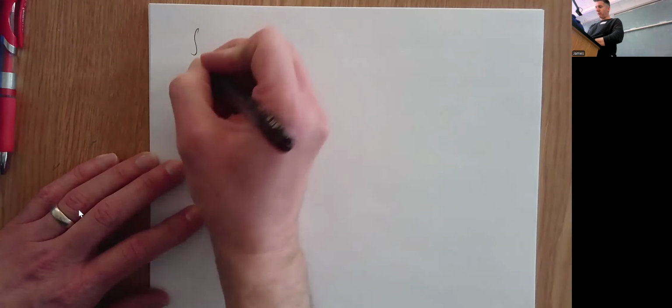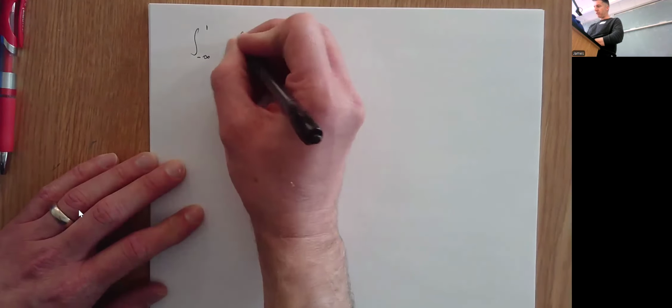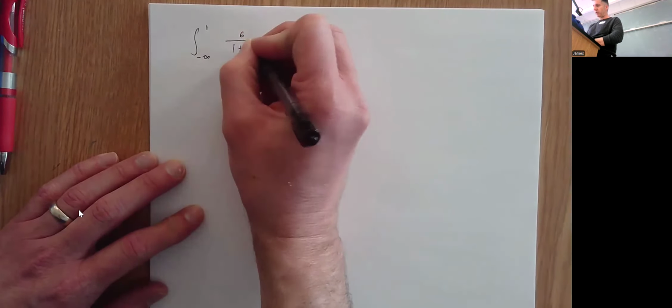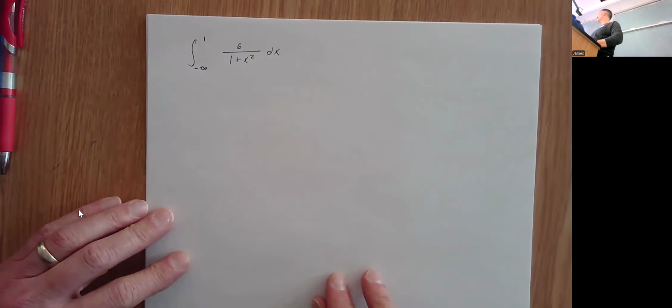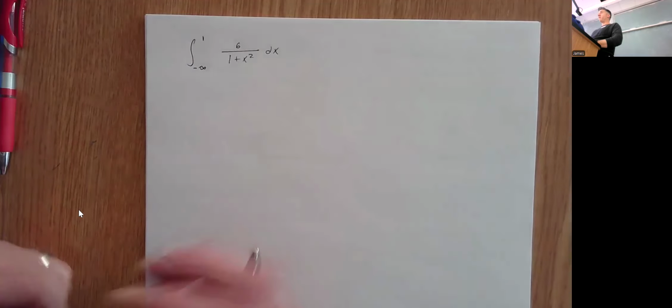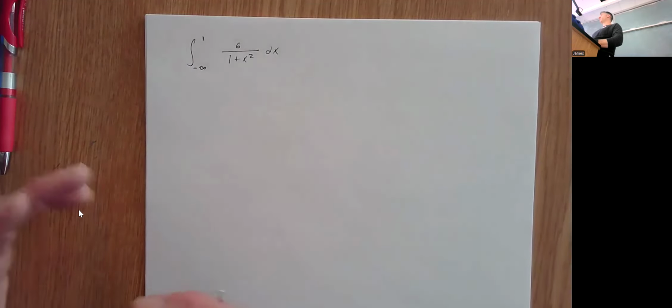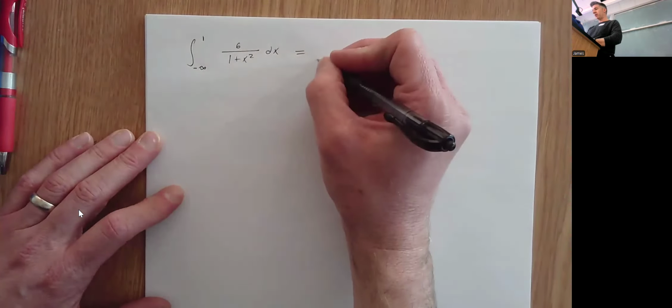Let's look at this next one. The integral from negative infinity to 1 of 6 divided by 1 plus x squared dx. First things first, what's making this improper? The negative infinity, right? Any sort of infinity or negative infinity is always a sign that you have an improper integral. So the first thing we need to deal with is rewriting this with a limit.